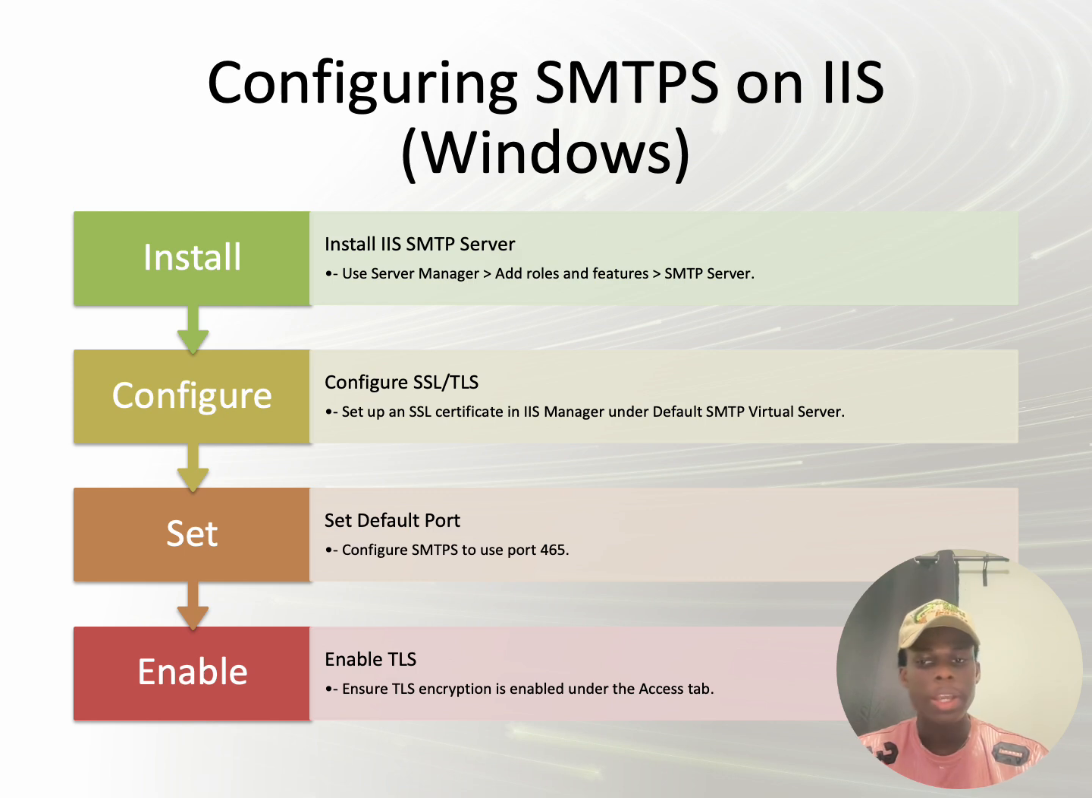Next, we configure the SSL and TLS settings. This involves setting up an SSL certificate in IIS Manager under the default SMTP virtual servers. Next, we set the default port, configuring SMTPS to use port 465. And finally, we ensure that we enable TLS encryption under the Access tab to secure the server.